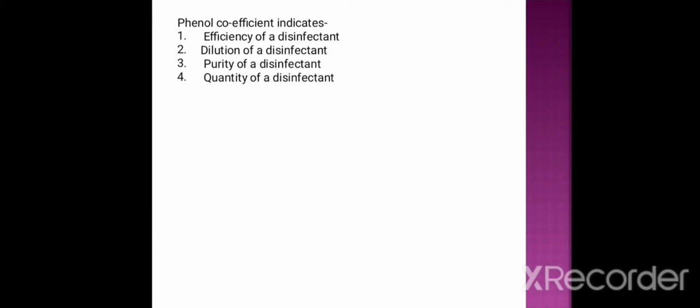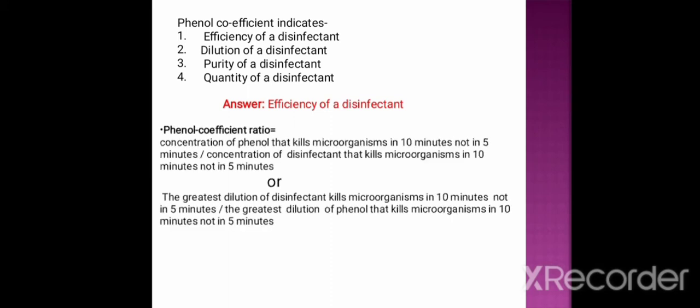Next question. Phenol coefficient indicates: option 1 efficacy of a disinfectant, option 2 dilution of disinfectant, option 3 purity of disinfectant, and option 4 quantity of disinfectant. And the correct option is efficacy of a disinfectant.